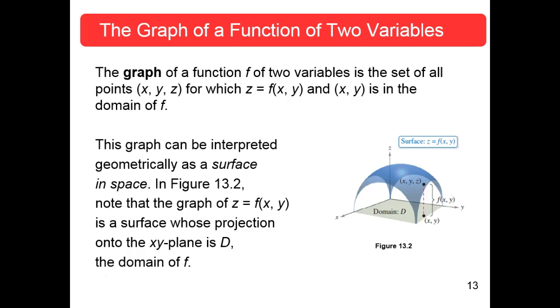In this figure, note that the graph of z equals f of x, y is a surface whose projection onto the xy plane is D, which is the domain of f. X is going from 0 to some value, call it a. Y is going from 0 to b. So it would be the rectangle defined by x equals a, y equals b, between that and the positive values for x and y.